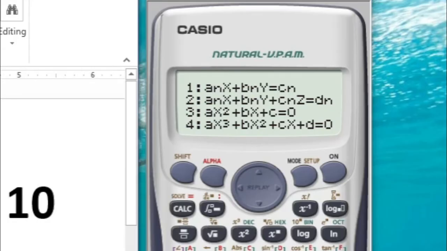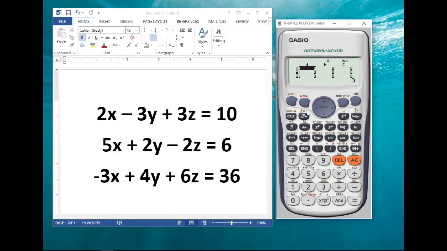Since we are dealing with a system of linear equations with 3 variables, we'll be going with number 2 here because we have the variables x, y, and z. The an, bn, cn, and dn we have here stand for constants. Our variables are x, y, and z. If we were dealing with equations with 2 variables, we would use the first one, but since we are dealing with 3 variables, we use the second one. So we press 2.